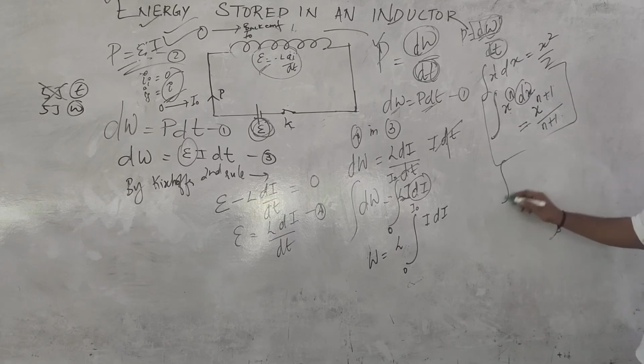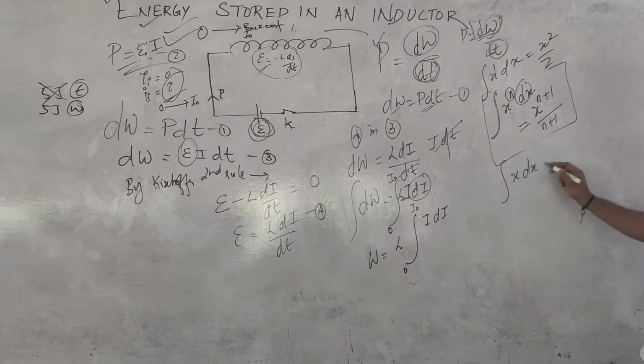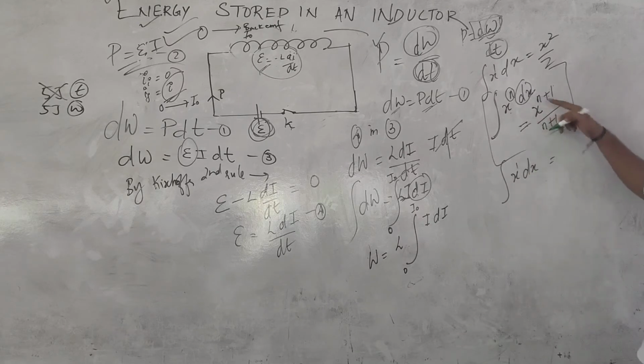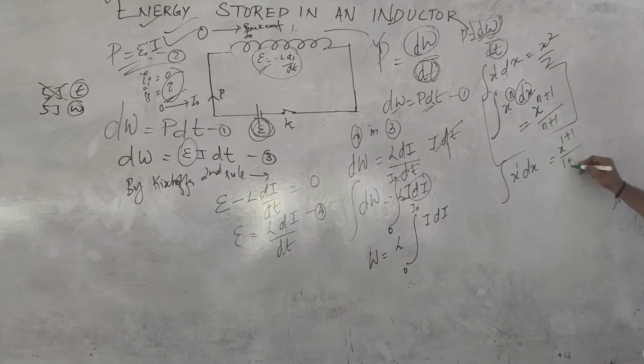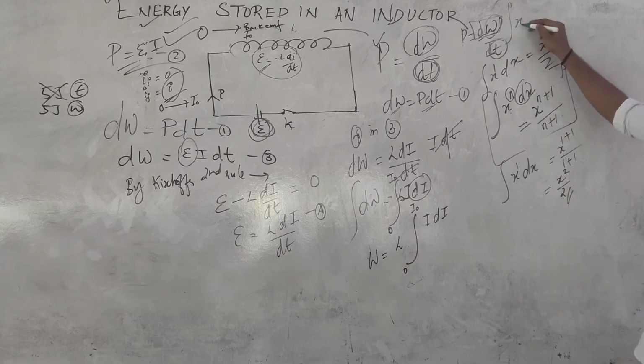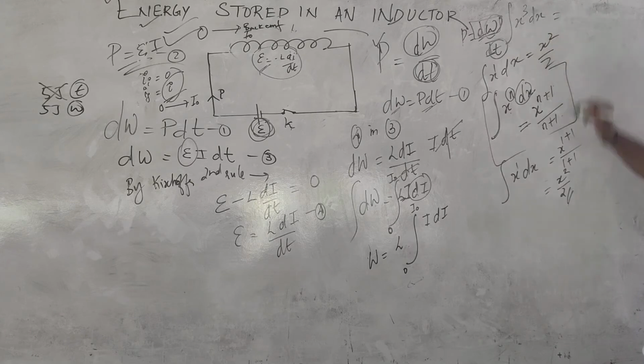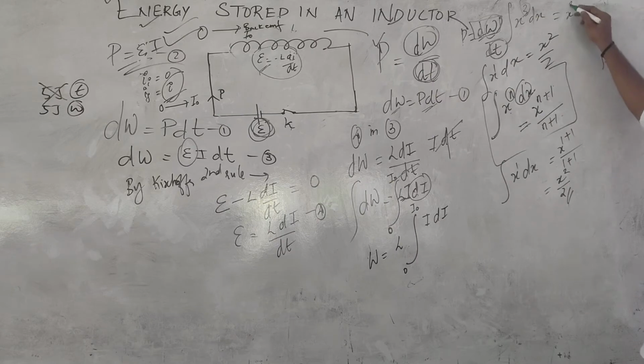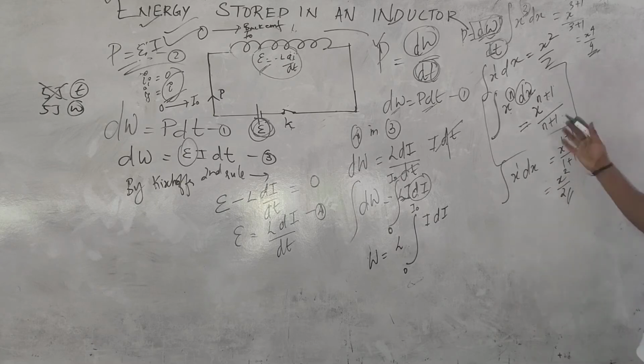If so, what will be x dx? Here n will be 1, right? So x to the power 1 plus 1 by 1 plus 1. So you get x square by 2. What is integral x cube dx? Can you tell me? N is 3, right? So x to the power 3 plus 1 by 3 plus 1. It will be x raised to 4 by 4. So this is how you do.